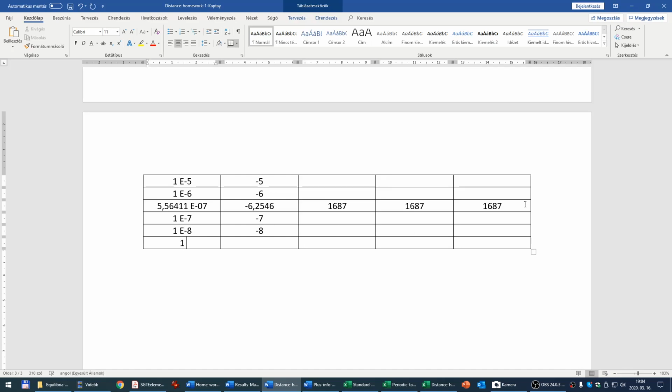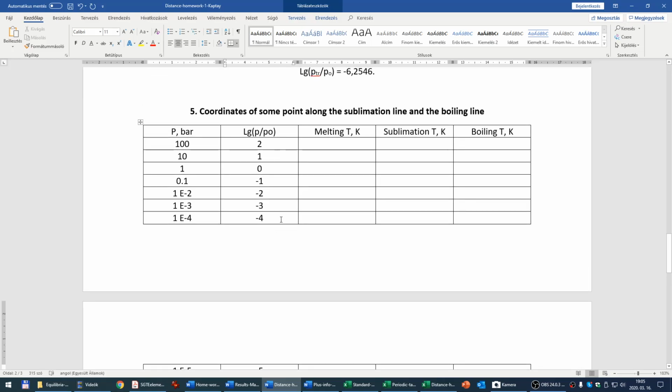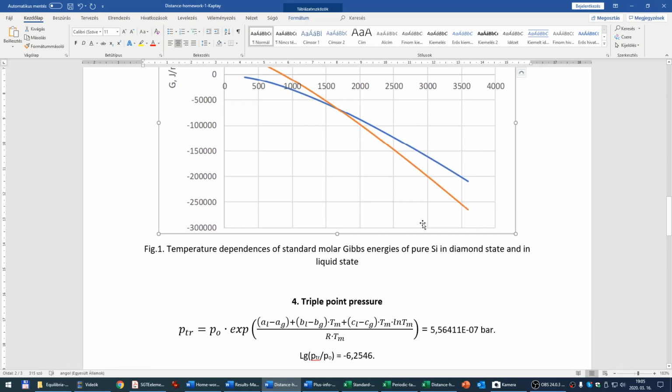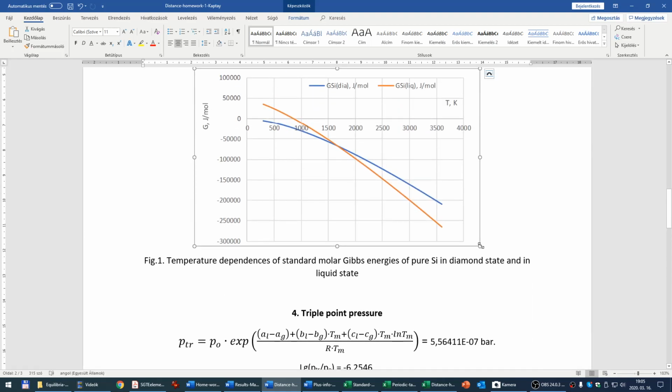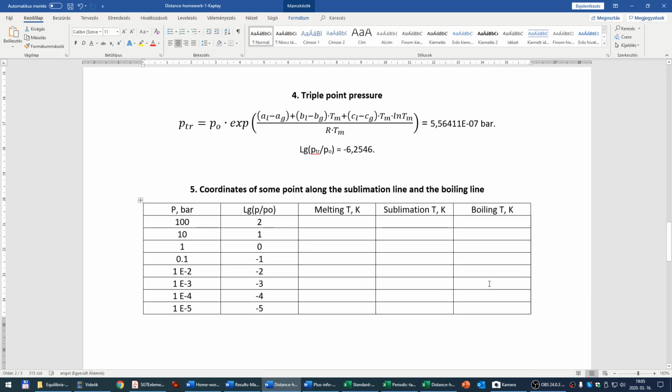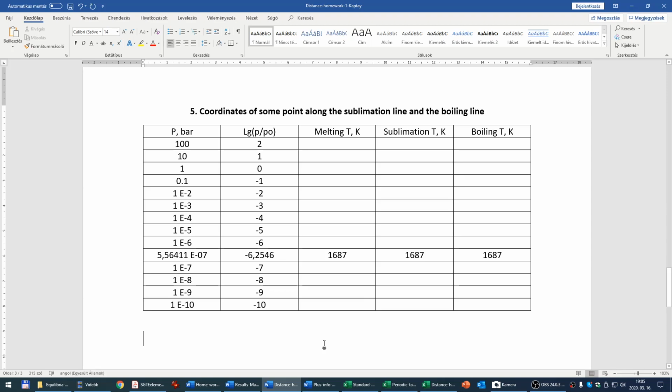And so this may be enough, or maybe I add one more point, because we will have sufficient number of points at low pressure along the sublimation line, and we will have sufficient number of points along this line. Okay, it doesn't matter. So I just want to see this table together. That's why I come here.